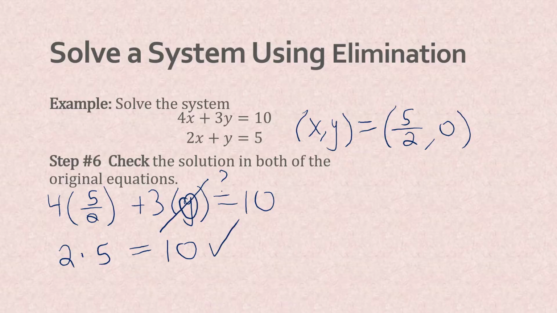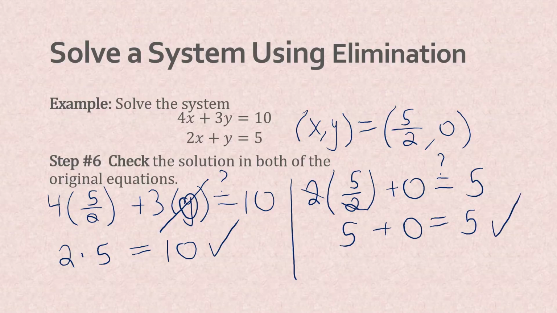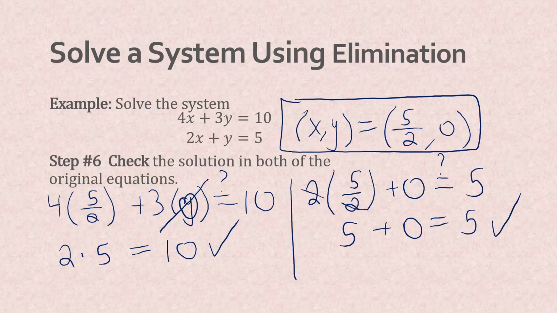And then if I check in the second equation, and I plug in 5 halves in for x, and 0 for y, and I ask myself, does that equal 5? I can see that the 2's here cancel out, and I get 5 plus 0, and yes, 5 plus 0 does equal 5. So the solution we got, 5 halves comma 0, is actually the solution to the system.